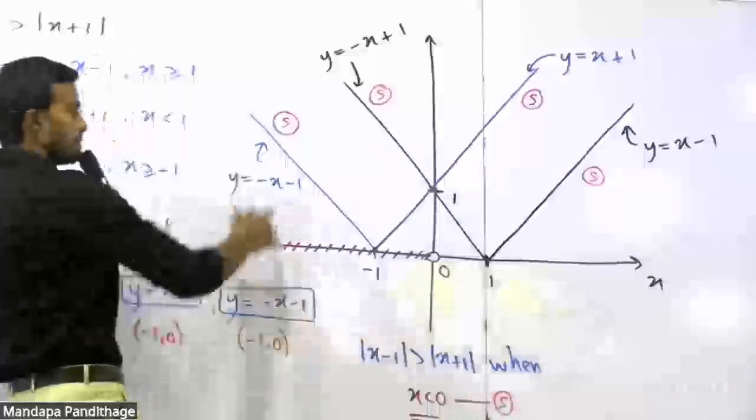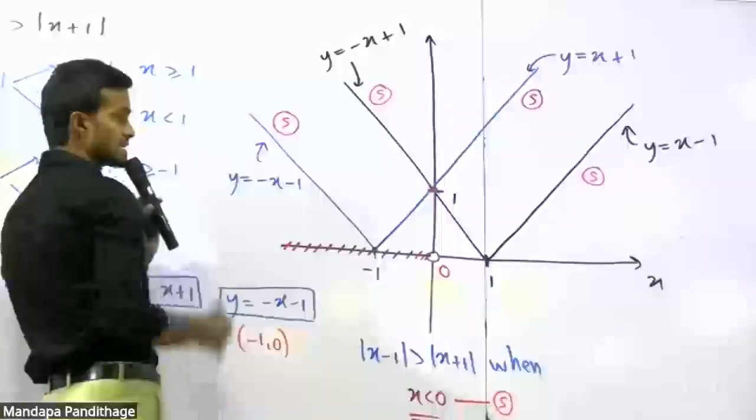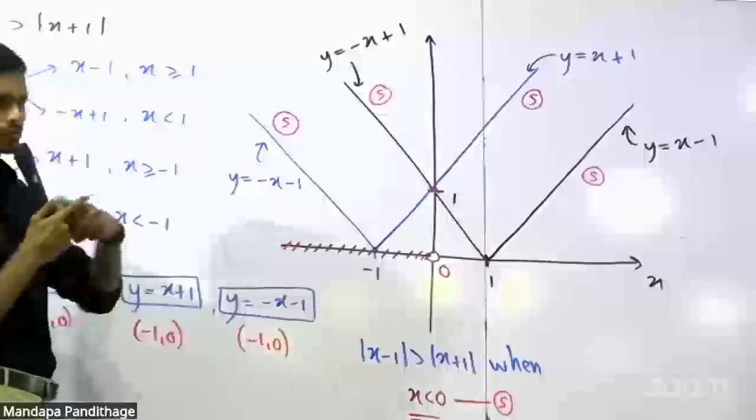So here, normally you get 5 and 5, but let's say that you are supposed to find 2 intersection points.